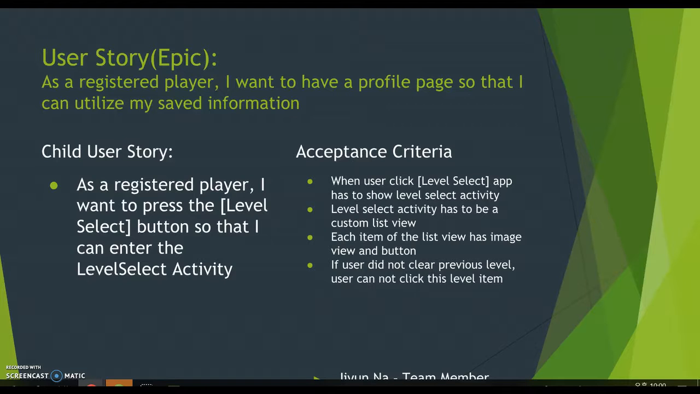The acceptance criteria is like this. First, when the user clicks level select, the app has to show the level select activity. Second, the level select activity has to be a custom list view. Third, each item of the list view has an image view and a button. Lastly, if the user did not clear the previous level, the user cannot click this level item.